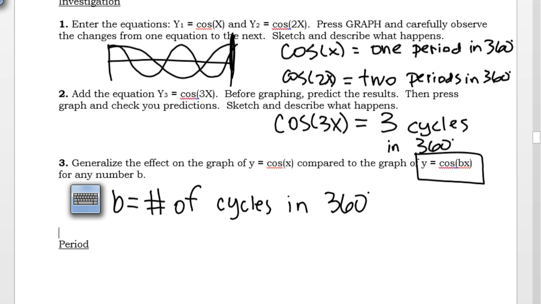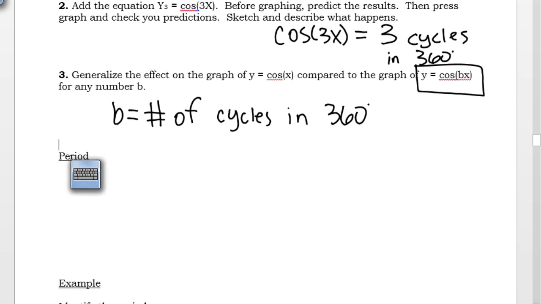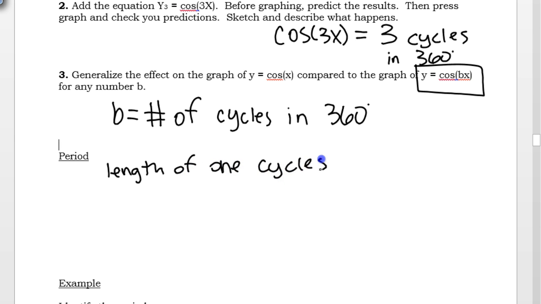And then if I want to calculate the actual period, the period would be the length of one cycle. So I'm going to take my 360 degrees and divide that by the number of cycles I see, and that will tell me the length of one period of my functions.